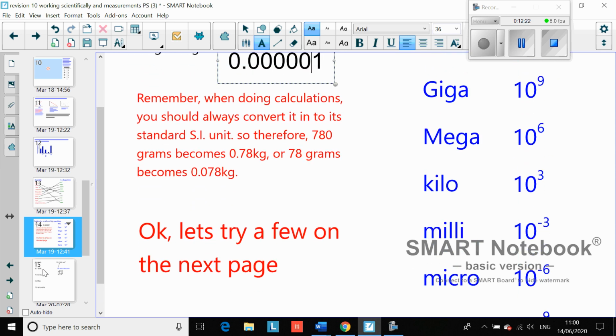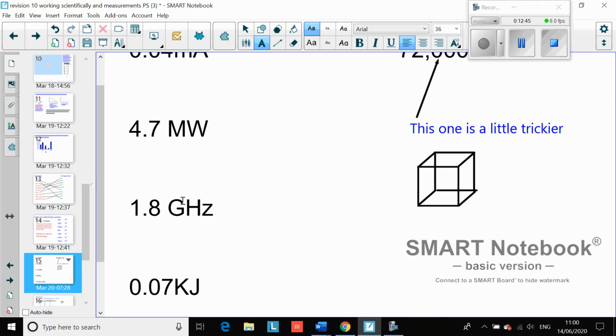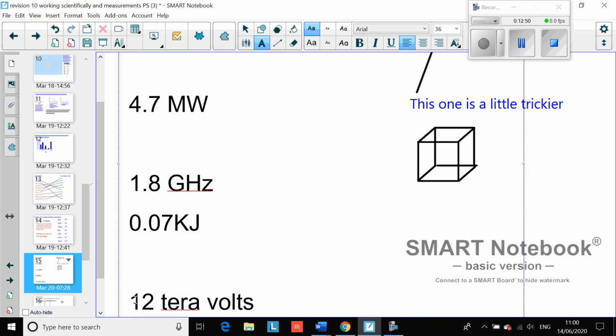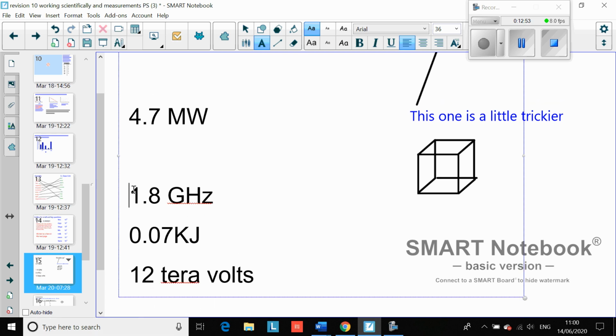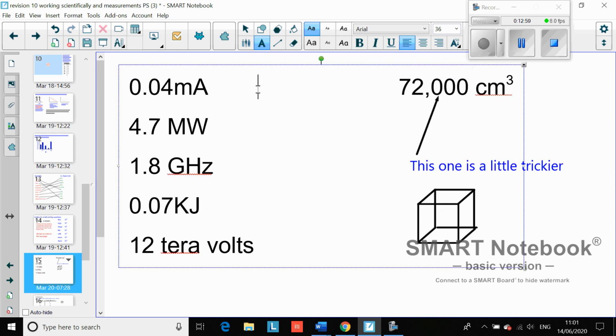So what I would like you to do is try a couple of these. 0.04 MA. Now lowercase, is that going to be mega or milli, do we think? Okay, capital M, what do you think that could be? So write down these. I'm just going to move that one up for a moment so you can actually see it. And this one as well. What I want you to do is write these down in their standard form. Okay, so let's see how we get on. Okay, off you go.